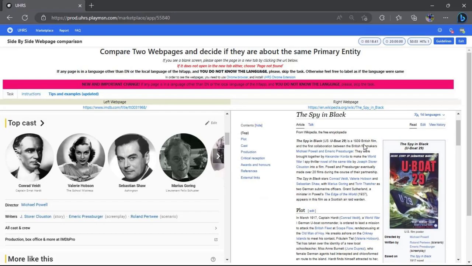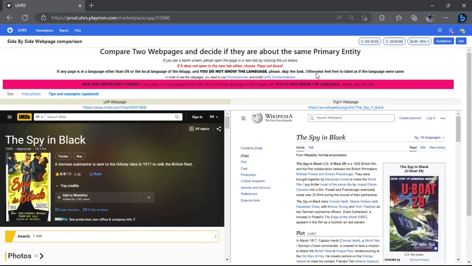Here, when we compare the two webpages, we can see that they're talking about the same movie. The two movies were released in the same year and have the same directors and writer. So these two webpages are about the same thing.